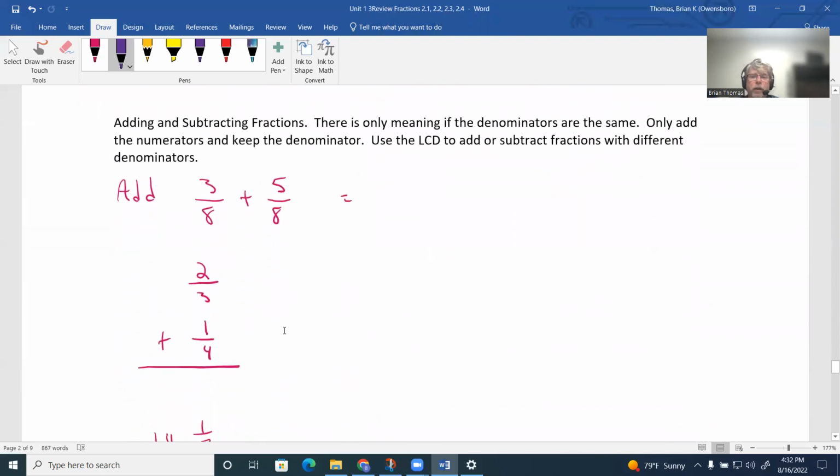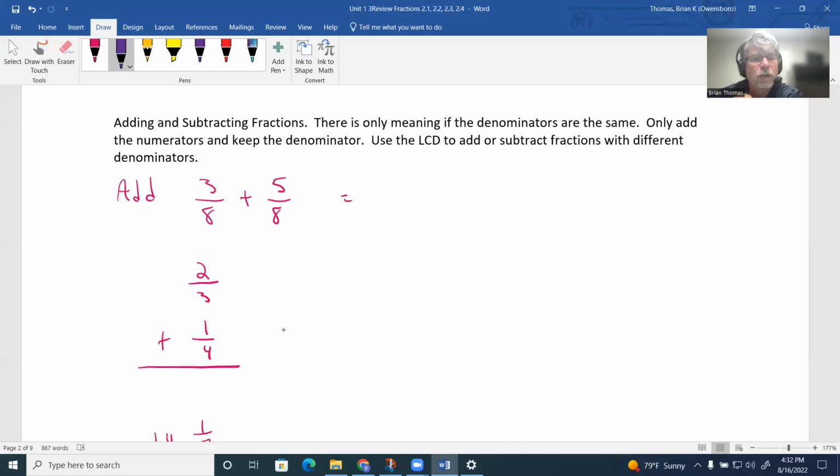So another topic we get into is adding and subtracting fractions. There's only meaning if the denominators are the same. Only add the numerators and then just keep the denominator when we are adding what we call like fractions. Use the LCD to add or subtract fractions with different denominators. Again, LCD stands for the least common denominator.